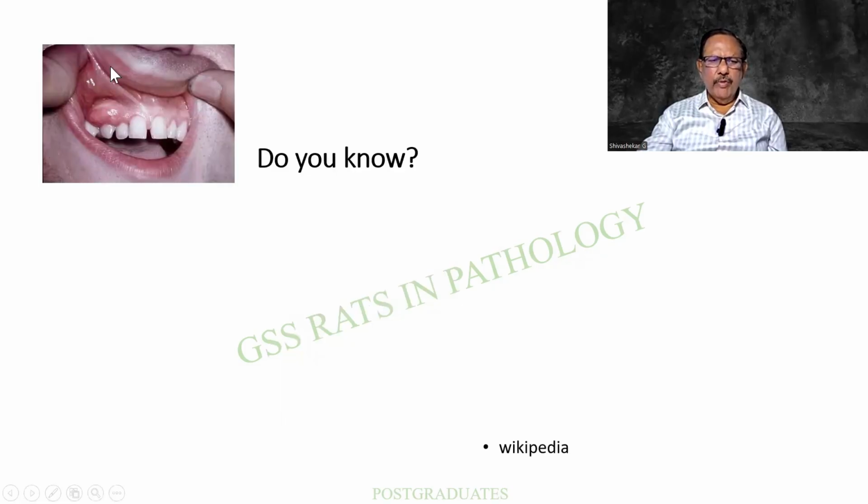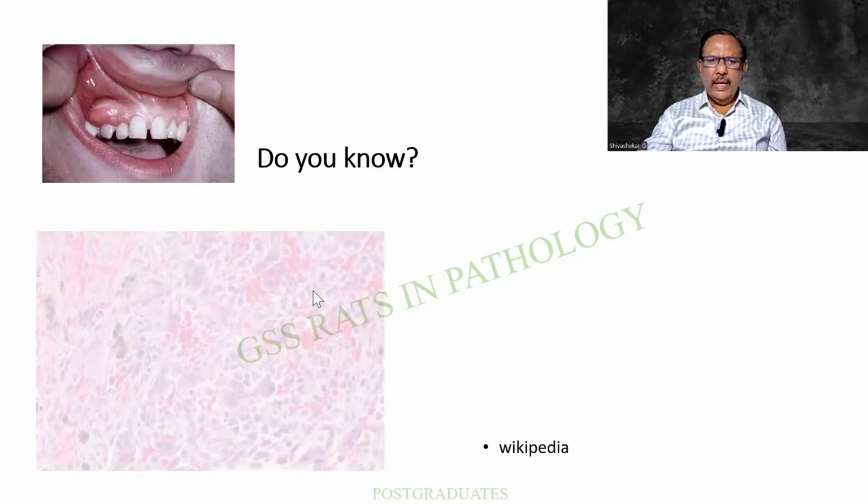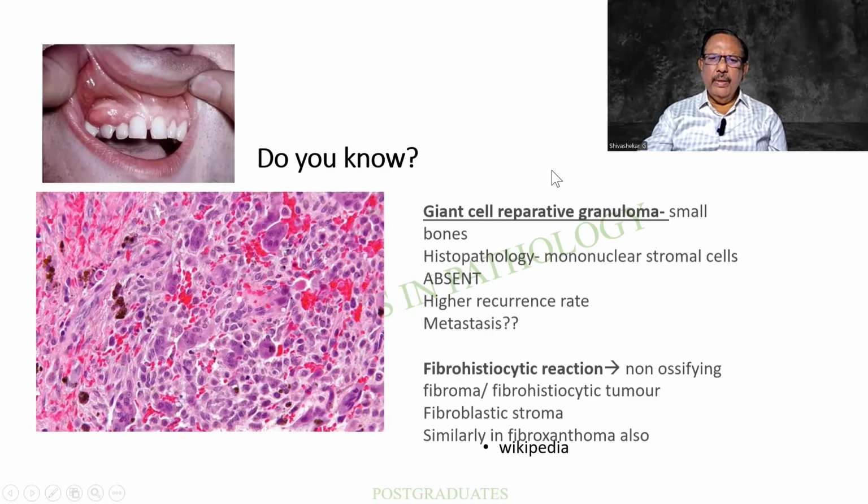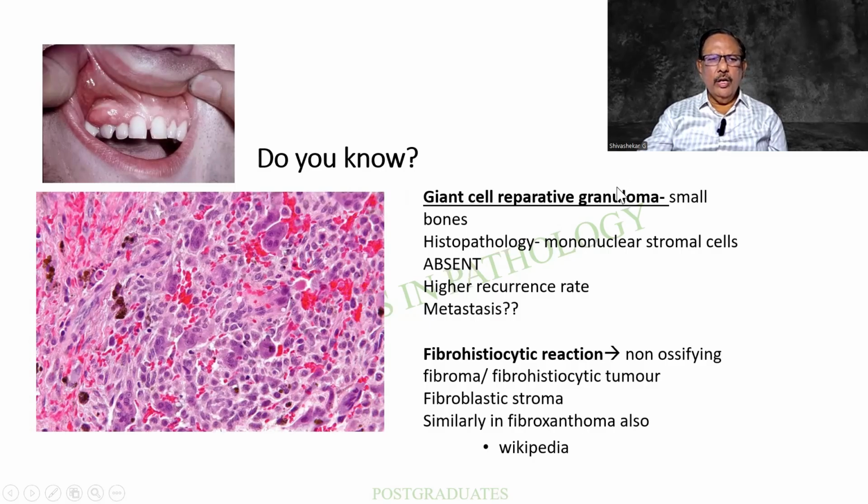And what is it? I'm finding something over here. The diagnosis wherein you'll be finding multiple giant cells as these, along with areas of hemorrhage. So this can be a giant cell reparative granuloma or an epulis that is found in the maxillary bone, etc. Mononuclear stromal cells are absent in this, but I find a lot of these giant cells. Metastasis is rare, and usually you don't get a giant cell tumor of the bone at these sites. Another differential diagnosis can be the fibrohistiocytic reaction or a non-ossifying fibroma.